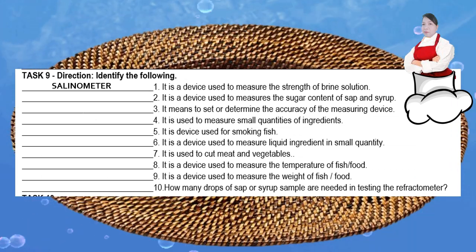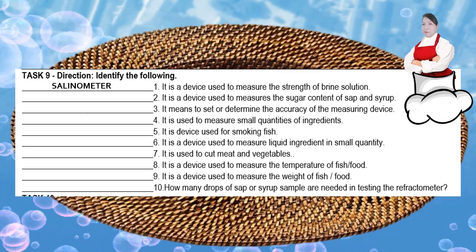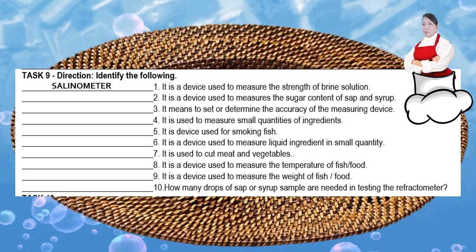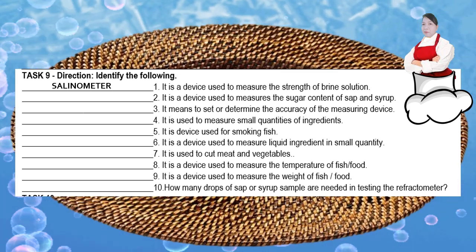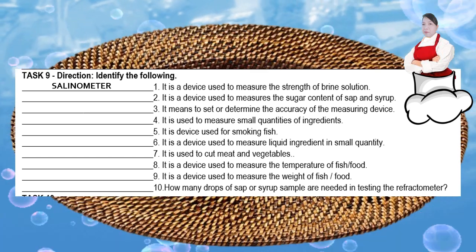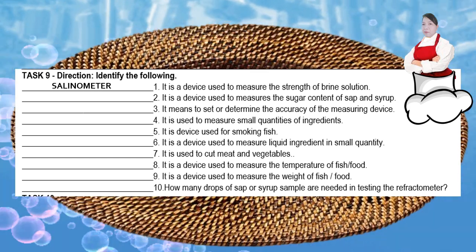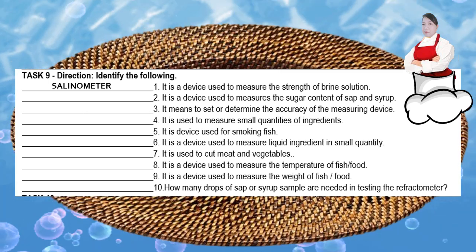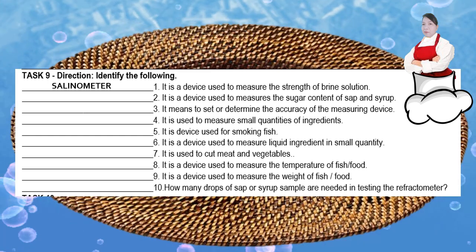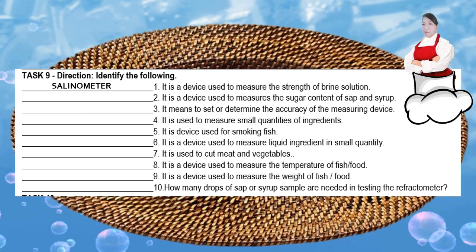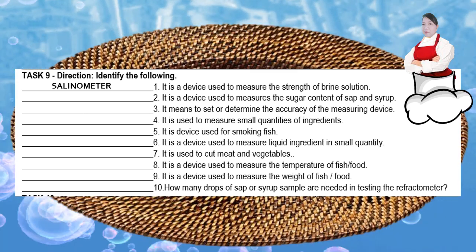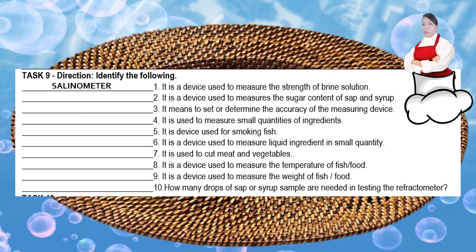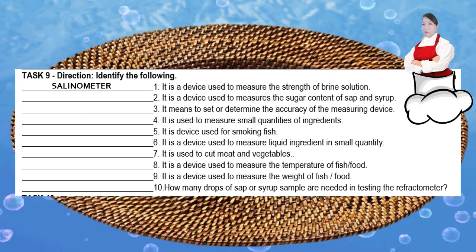Next, for task number 9, directions. Identify the following. So you're going to read the statements carefully, then identify what is described. For example, in number 1, it is a device used to measure the strength of brine solution. You're going to write on the space before the number, what is it? Did you understand? Good luck!